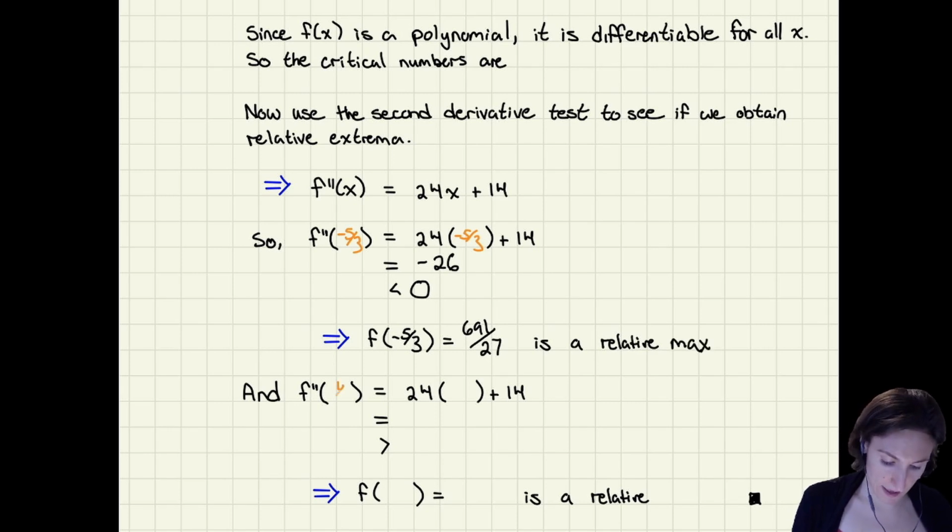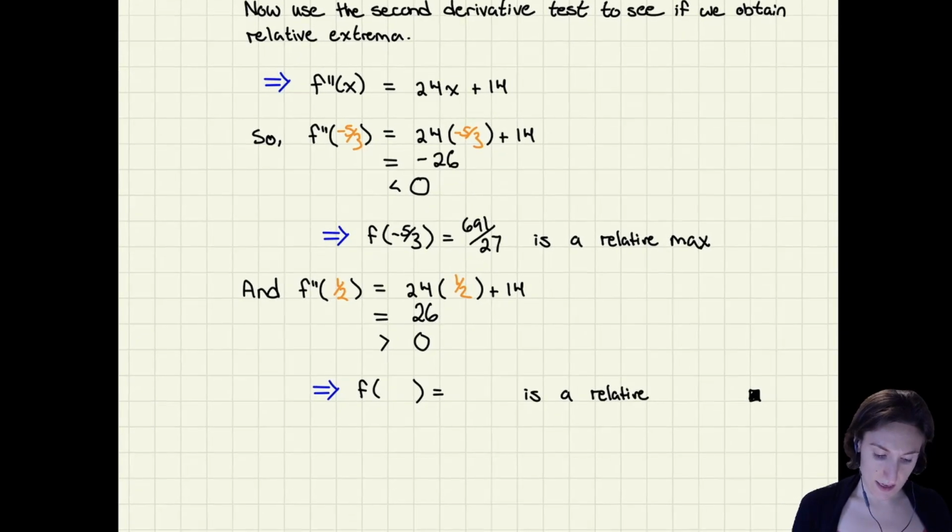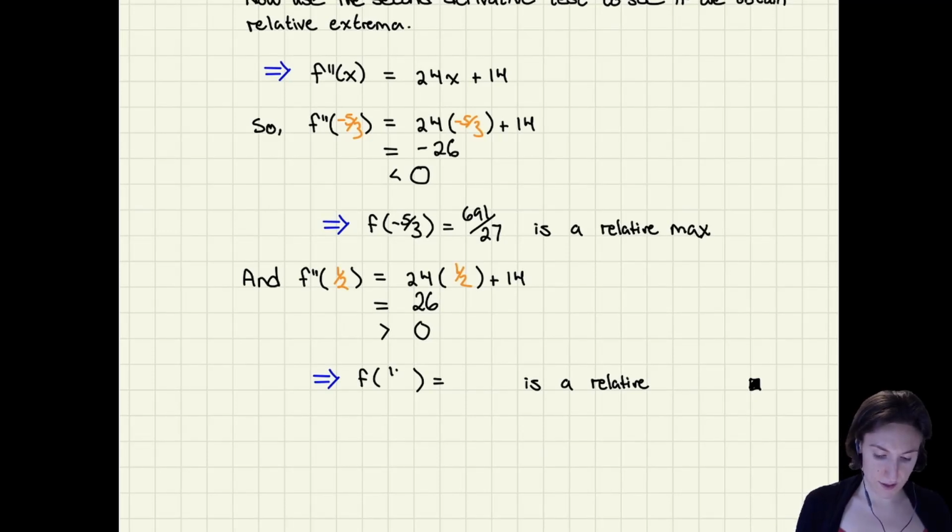Similarly, if we put in a half, our critical point half, into f double prime, I'm going to end up getting 12 plus 14, so that's positive 26. And if I actually put a half into the function to see where that corresponded to, it would give me 21 over 4. Because the second derivative at that critical point is greater than 0, by the second derivative test, this is a relative min.